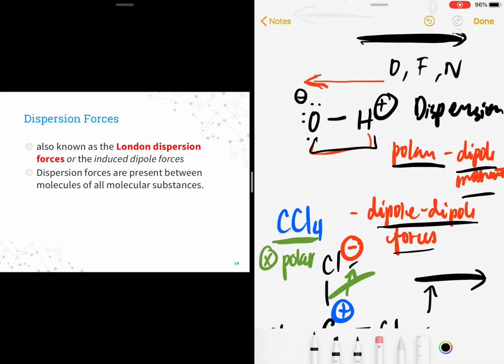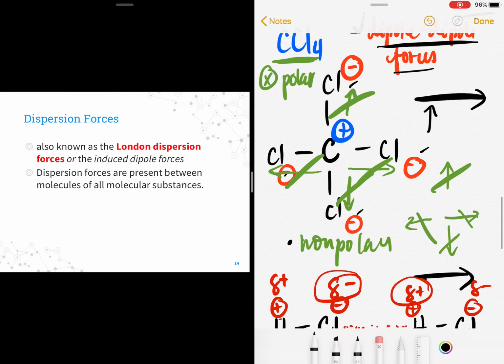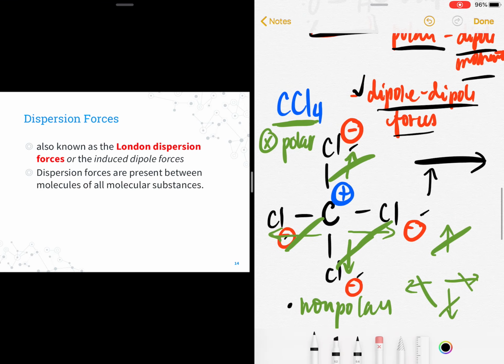So, pag tinanong kayo, what are the types of intermolecular forces in the OH molecule? It is dispersion forces and dipole-dipole forces. Ayan, lahat ng molecules ha, may dispersion forces. Si carbon tetrachloride, sabi natin non-polar siya. Pag non-polar ang molecule, automatic, isa lang ang kanyang type of intermolecular force of attraction. Automatic, kapag non-polar, dispersion forces lang ang meron.